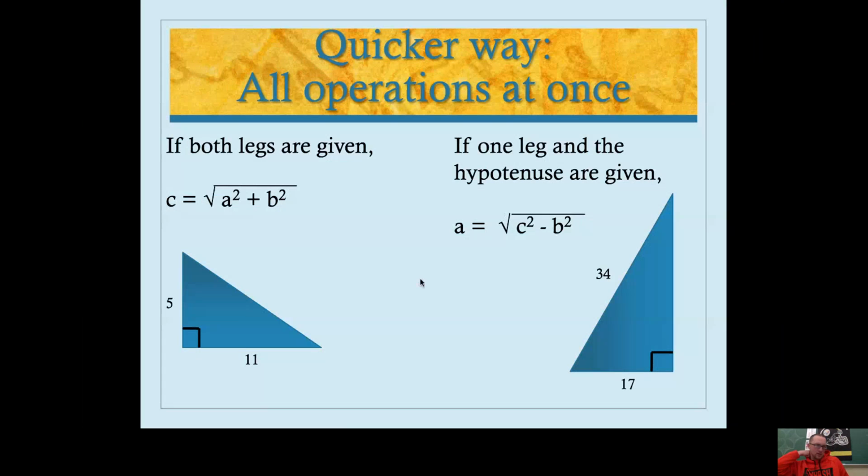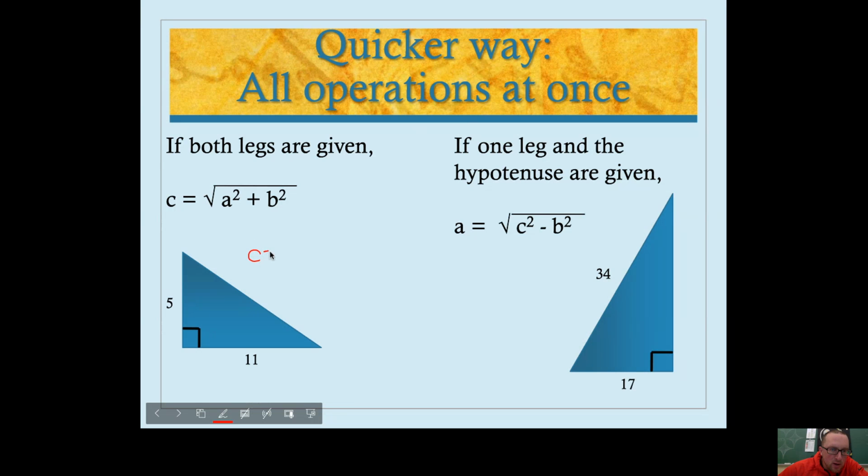This is our third video on section 6.6, the Pythagorean theorem. We're going to show you a quicker way to do all of your operations at once. You're not going to have to work it all out by hand. If you have a right triangle and you know two of the sides, if both of the sides that are given are legs, then what you do is you take them and you square them and you add them, then you take the square root. So it's really easy.